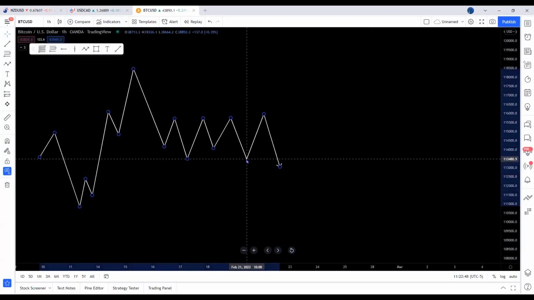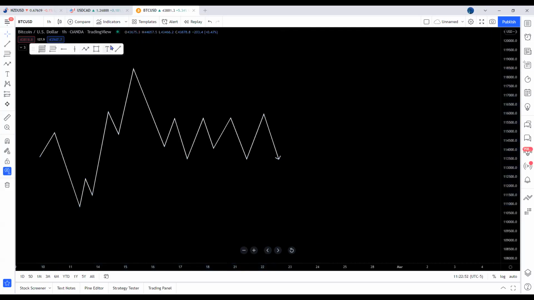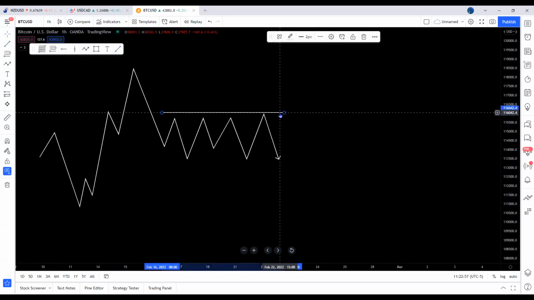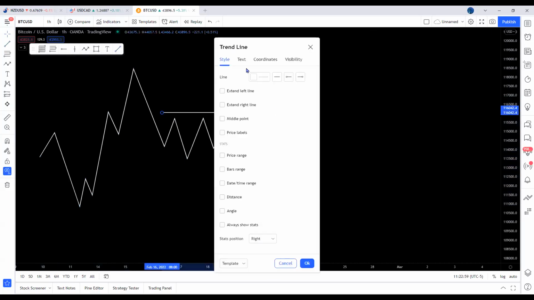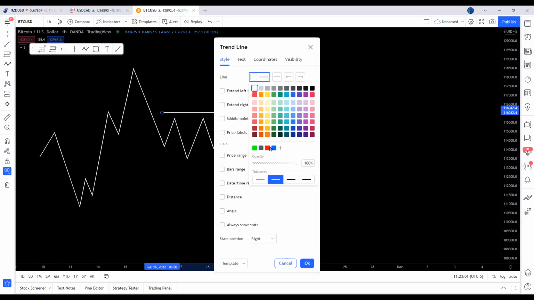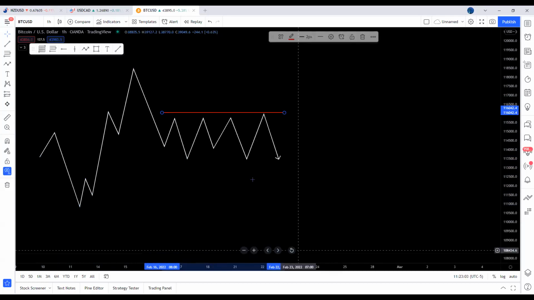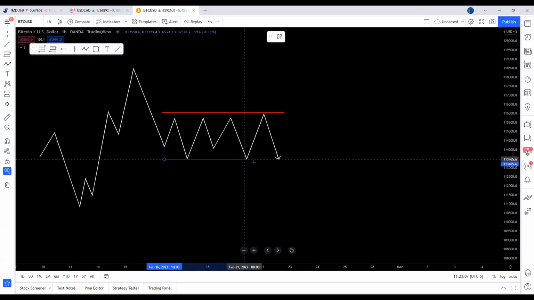So obviously we see that price is consolidating at the moment, right? That's what we see. And how do we know? Very simply, price is within this range. And let me change the color of these lines so people don't get confused. Let's change it to red. Okay. Obviously, we know price is within this range.